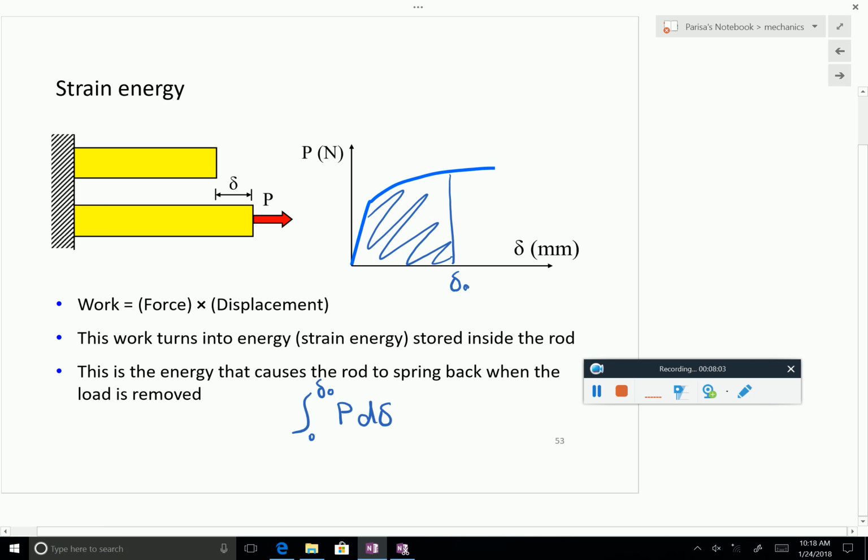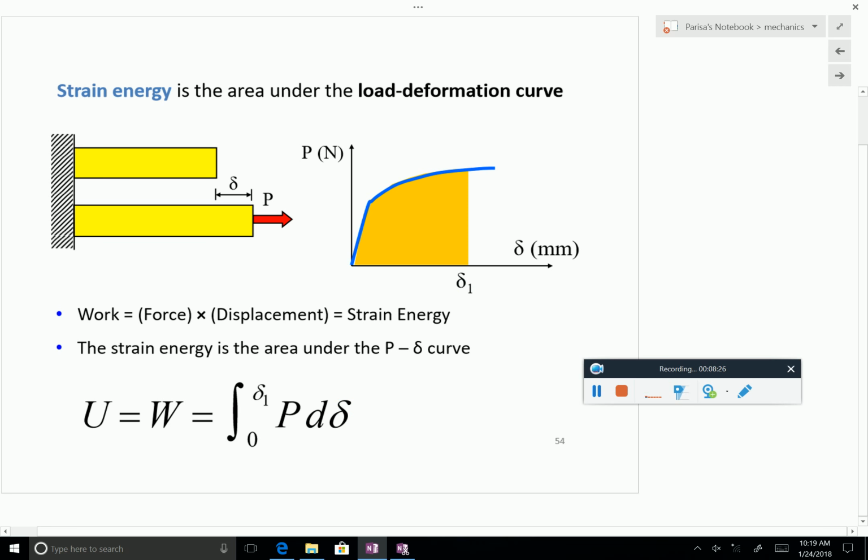Is everyone comfortable with this? That you look at the area under the force displacement to get energy? Something you should have seen. Look back at your strength of materials books if some of this is not very clear, or talk to me after the class. It's pretty much the same formulation.